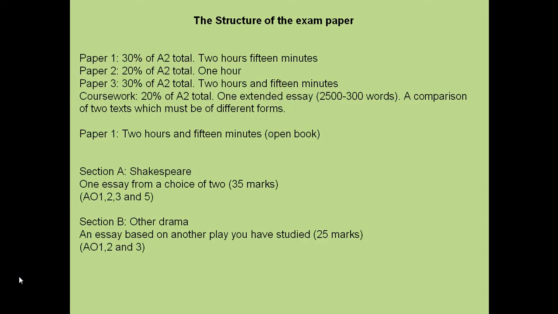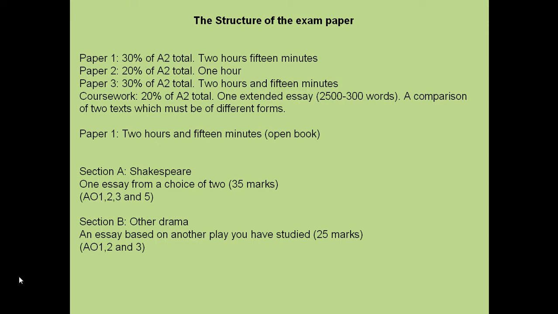There are 3 exams and one aspect of coursework. Paper 1 and 3 are 30% of your A2 total, and both are 2 hours and 15 minutes. Paper 2 and the coursework are 20% each. One is a 1 hour examination. One is a comparative essay which looks at texts from 2 different forms.